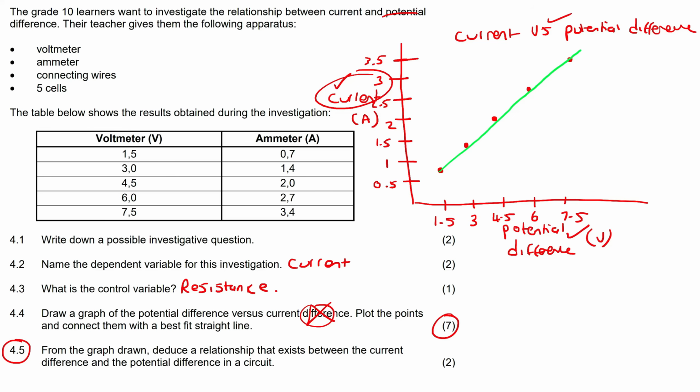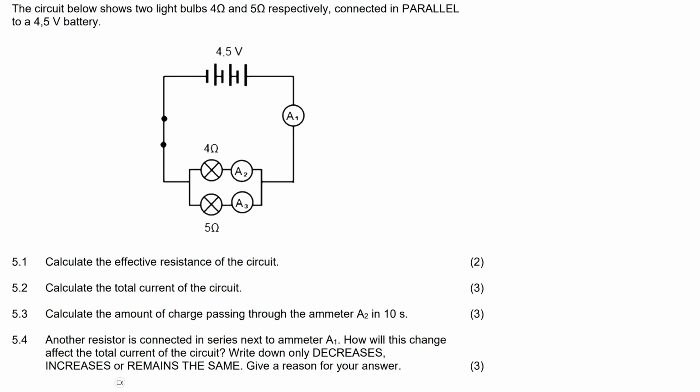And then from the graph, deduce a relationship. Okay, so when we say that if you increase this one, then this one also increases, that is called a direct relationship. So we can say that current is directly proportional to potential difference. There we go.